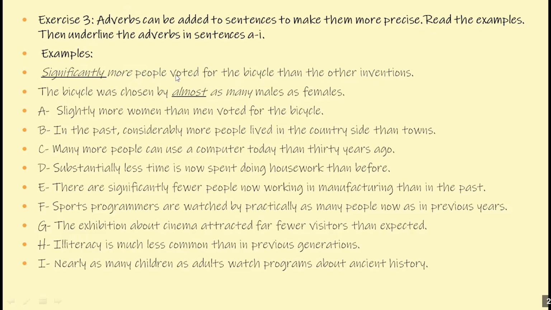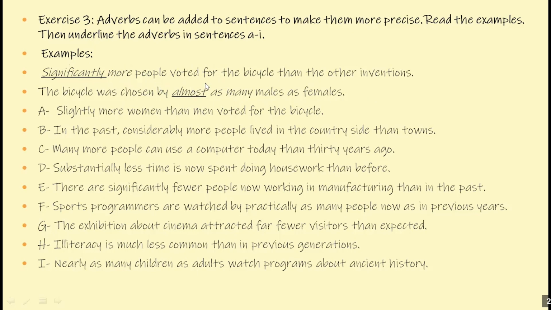It shows that the gap between voting for the bicycle and the other inventions was huge. If you replace the word significantly with the word slightly, the meaning would be completely different. And in this situation, wrong. We're trying to say again that the gap between those who voted for the bicycle and those who voted for the other inventions was huge. So we use words like significantly, substantially, and so on. Now look at this one. The bicycle was chosen by almost as many males as females. We can remove the word almost and the sentence will still be grammatically correct.